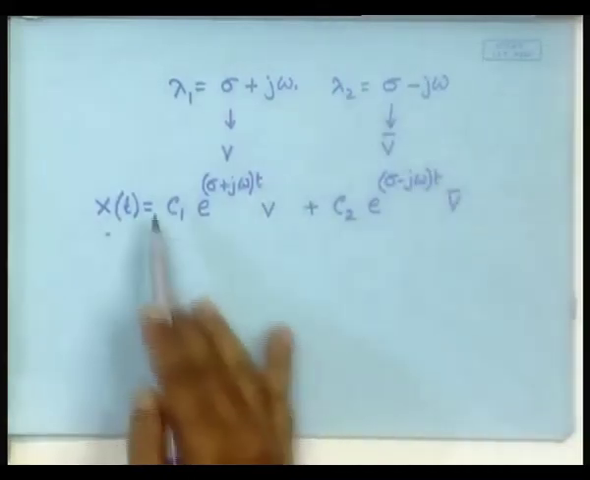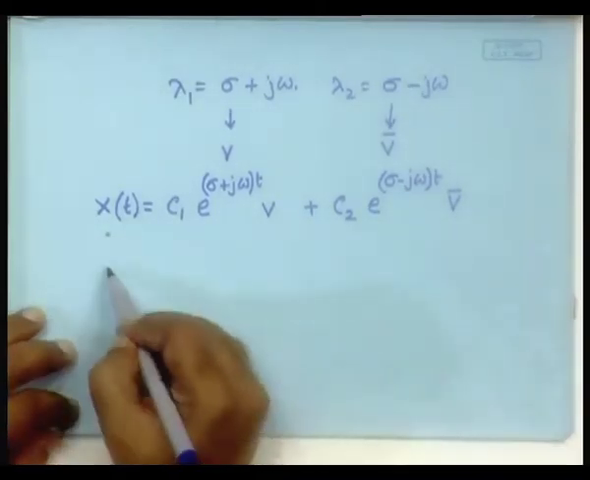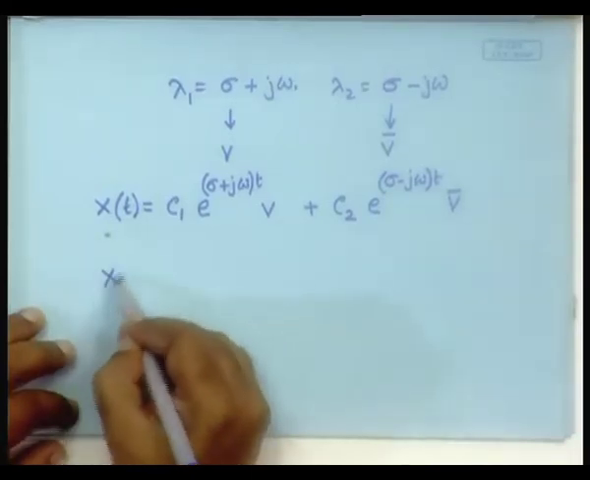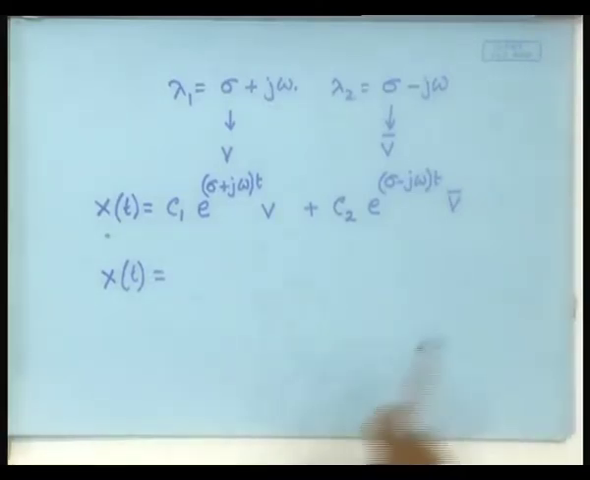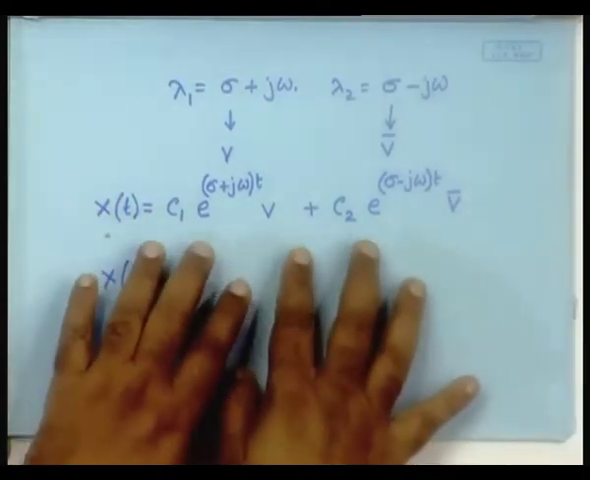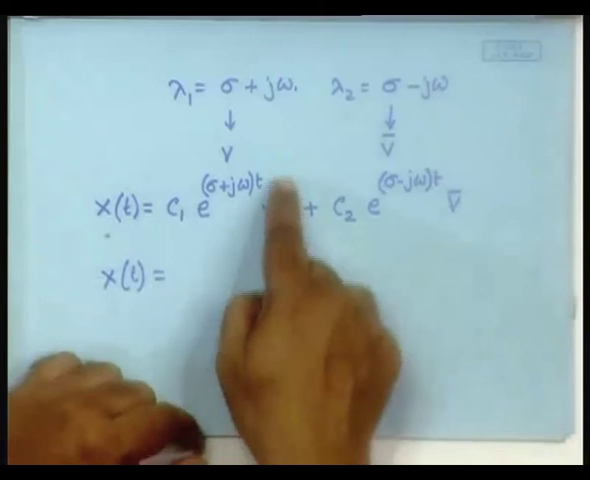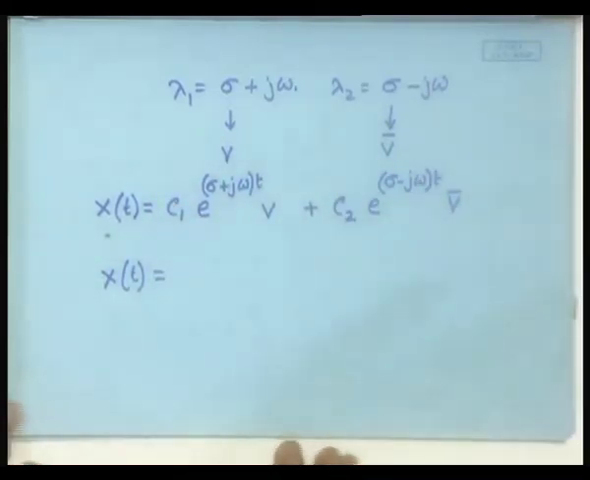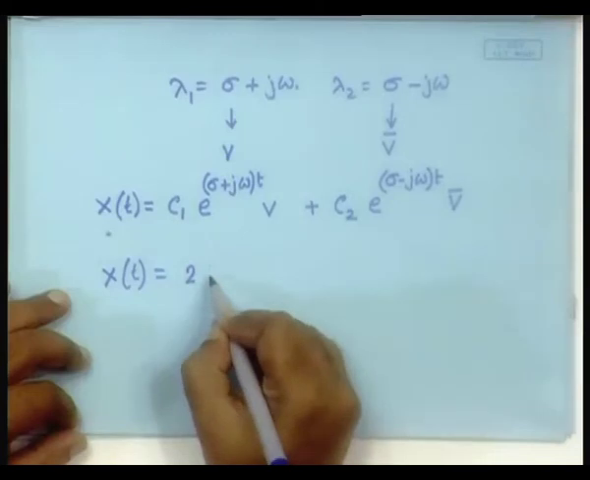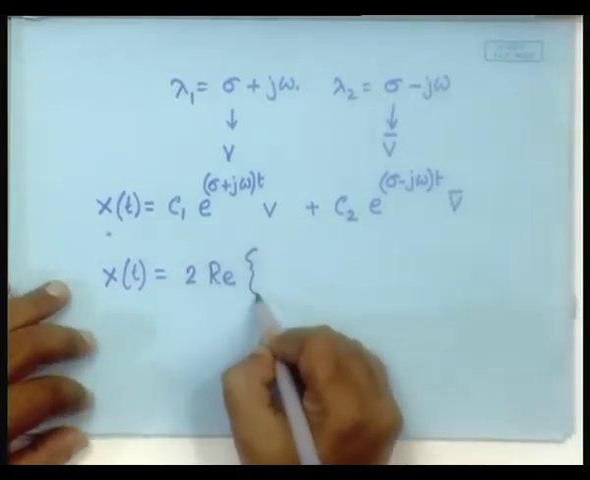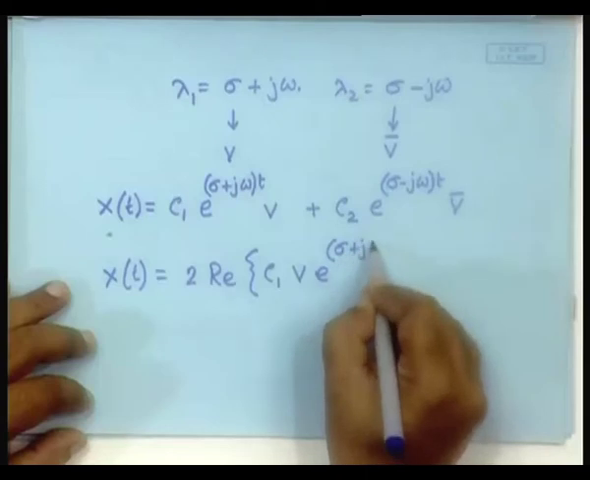And not only that, these two terms will also be complex conjugates. So, if you actually do the algebra, you will find that these two terms will always be complex conjugates. So, ultimately x of t will become breakable into two parts, one with the real part of this plus the real part of that, another with the imaginary part of this and the imaginary part of that. It is breakable into two components. They will be twice the real part of C1 v e to the power sigma plus j omega t.